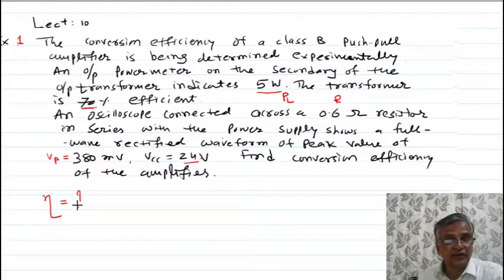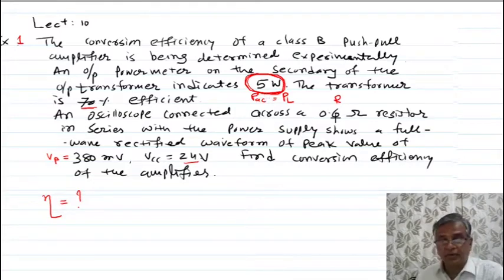So they are doing an experiment. In the experiment this is the result, the power meter reading, which is connected across the secondary, means across RL. That is called PL, or PAC, the output power.